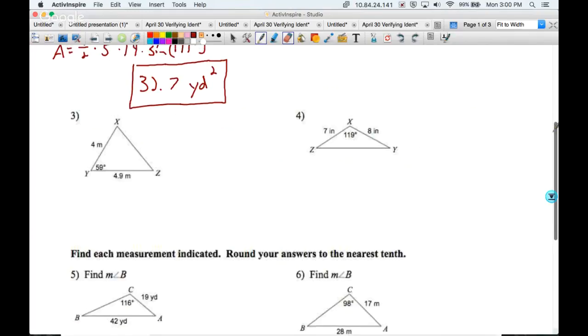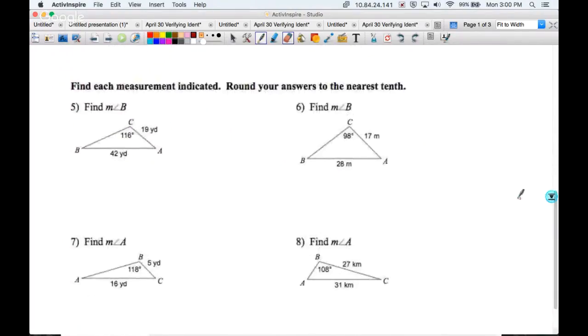Let's see. I don't think we need to do another one of those. Let's move on to number 5.